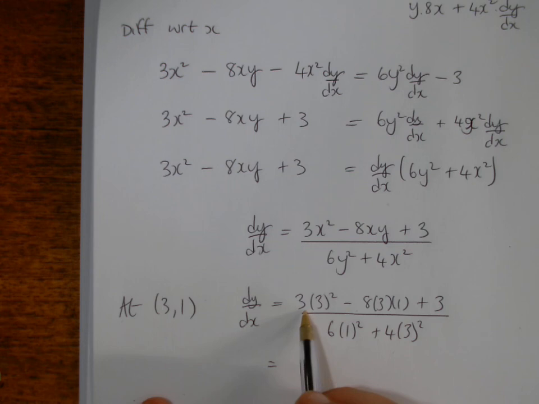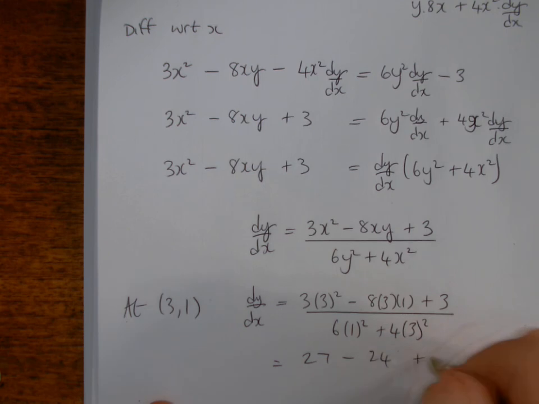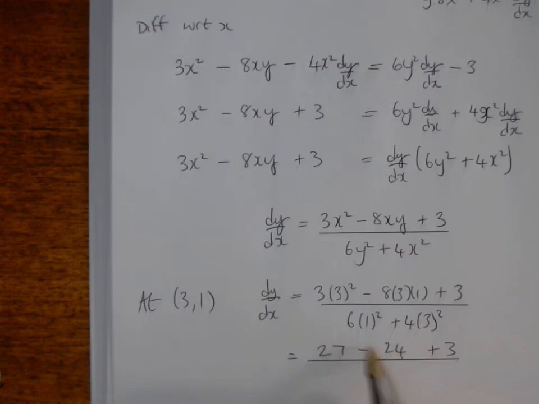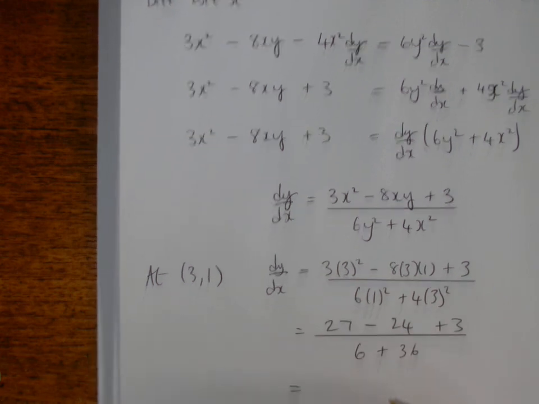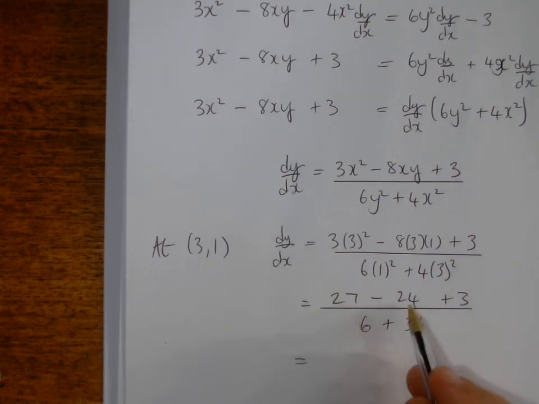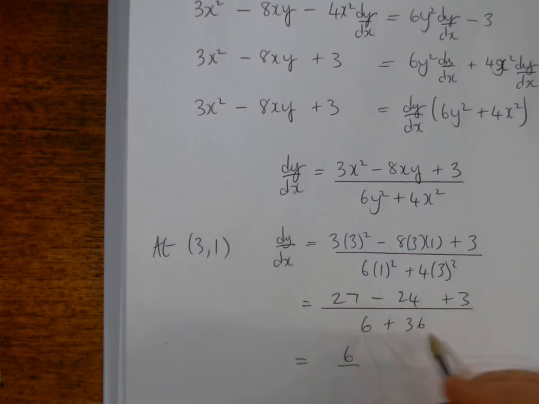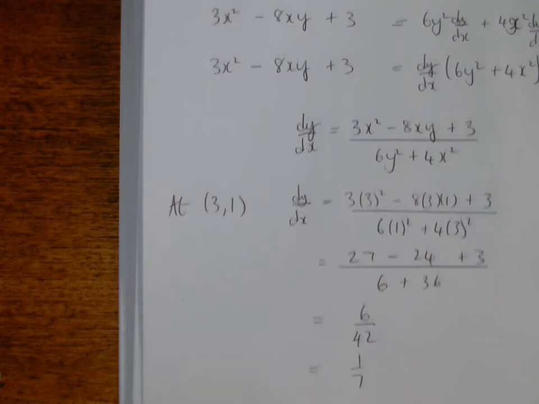So we've got 3 times 3 squared is 27, 8 times 3 times 1 is 24, and then 3 there. And then on the bottom we've got 6 times 1 squared is 6, 3 squared is 9, times 4 is 36. So on top then I get 27, take away 24 is 3, plus 3 is 6. And on the bottom, 6 plus 36 is 42. So there's my answer there, 6 over 42, which simplifies to be 1/7. Okay?